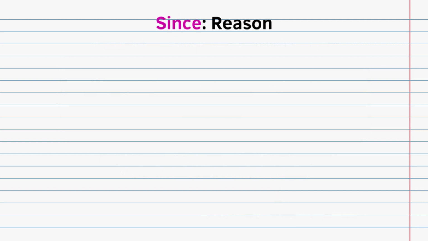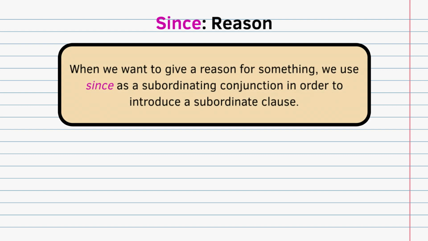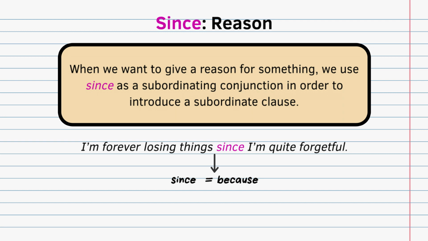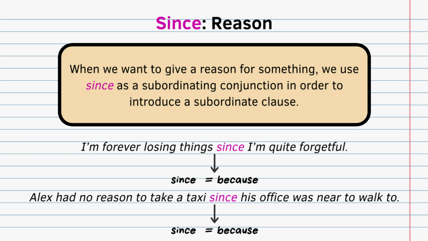Since in order to give a reason. When we want to give a reason for something, we use since as a subordinating conjunction in order to introduce a subordinate clause. I'm forever losing things since I'm quite forgetful. Alex had no reason to take a taxi since his office was near to walk to.